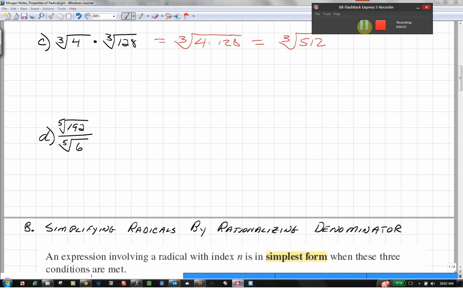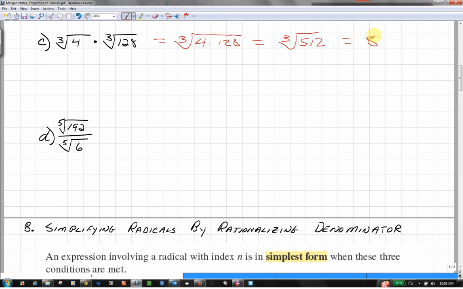Okay, so I made a little correction. That was a 4, not a 3. So 4 times 128 is equal to the cube root of 512, which is equal to 8. Okay, moving down to the next one.